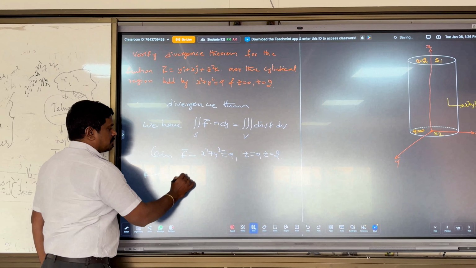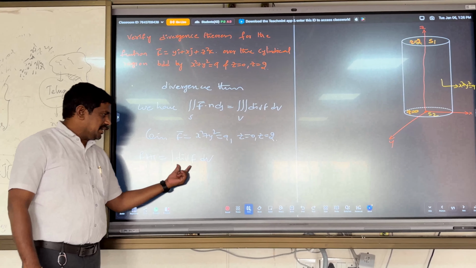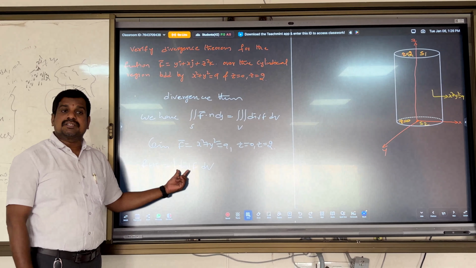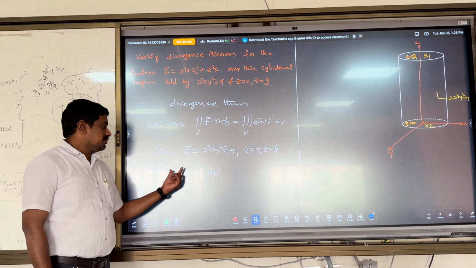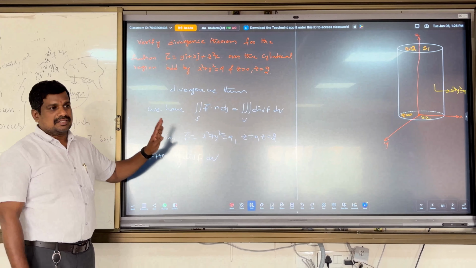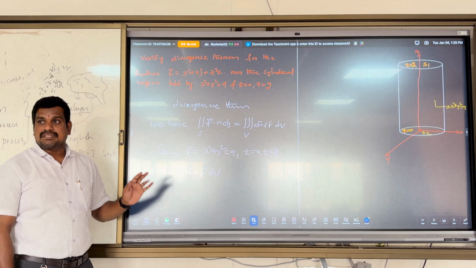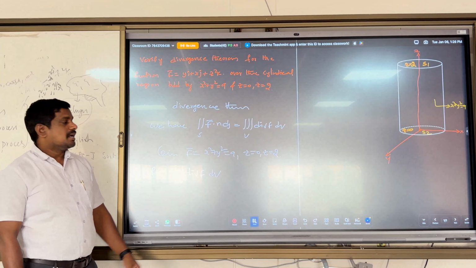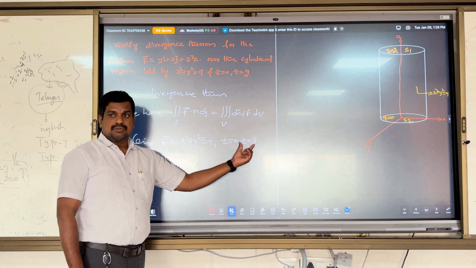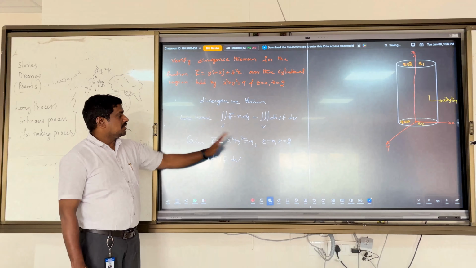RHS is the triple integral over V of div f dV. For finding the RHS value, you must know the function, div f. Next, you require the volume integral, for which you must know the variable limits: the x limits, the y limits, and the z limits. The z limits are already given, 0 to 2. Next, we have to find the x and y limits using the equation.